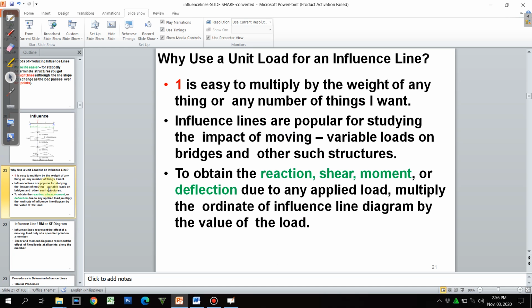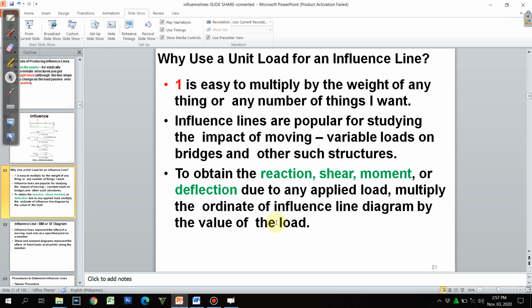So why use a unit load for an influence line? First and foremost, one is easy to multiply by the weight of anything I want. Number two, influence lines are popular for studying the impact of moving variable loads on bridges and other such structures. Then, to obtain the reaction, shear, moment, or deflection due to any applied load, multiply the ordinate of the influence line diagram by the value of the load.